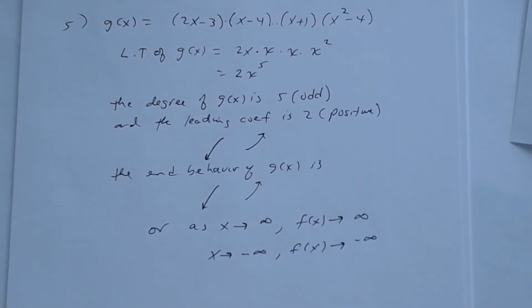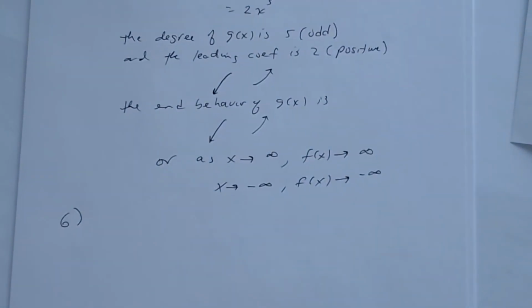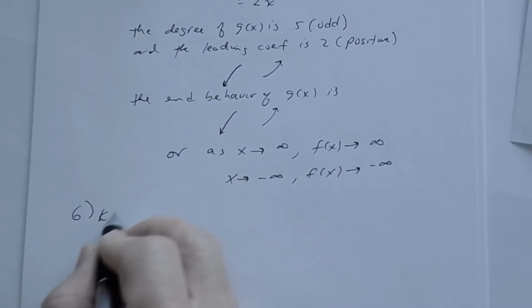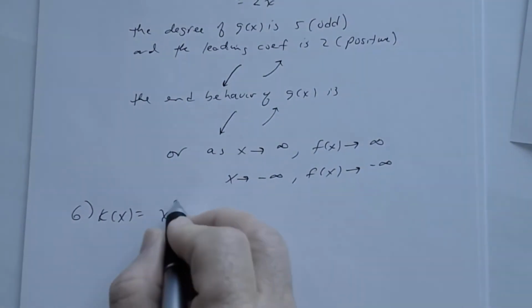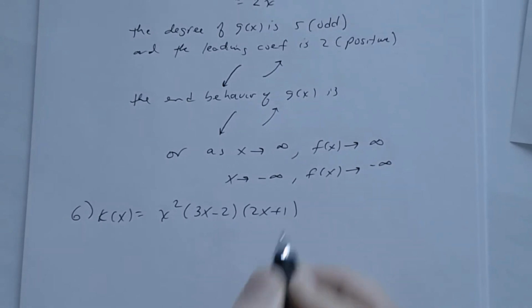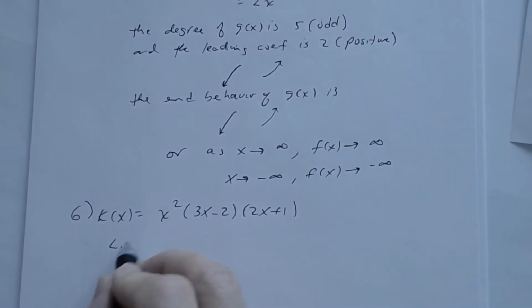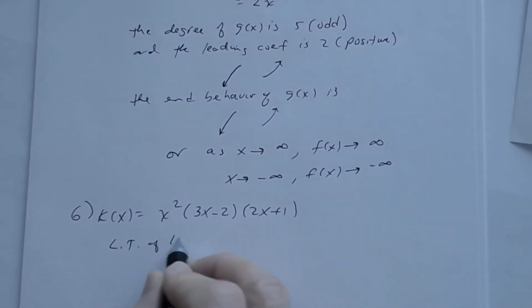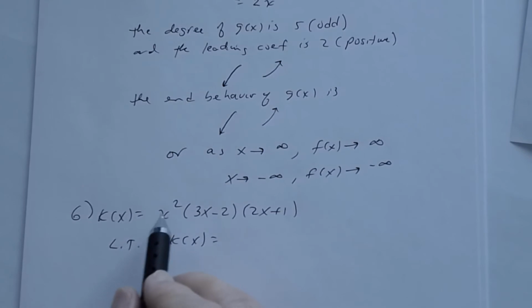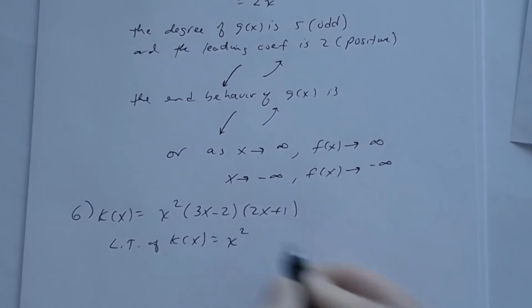Okay, number 6. So number 6, let's suppose we had this one. You had k of x is equal to x squared times 3x minus 2 times 2x plus 1. So again, it's in factored form. So we have to first of all find the leading term. Remember, to find the leading term of k of x, we take the leading term of each factor. Now you see over here, this factor right here is x, and it occurs twice. So we have to use both of those. So we have to say x squared.